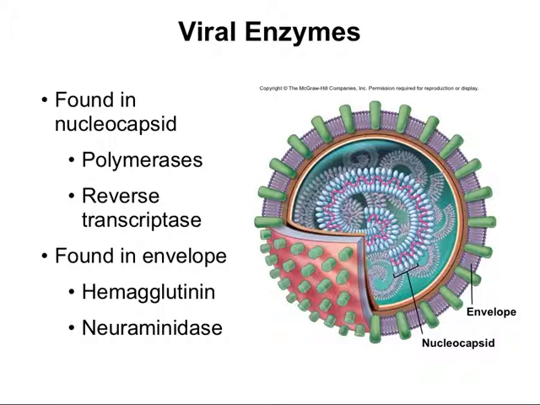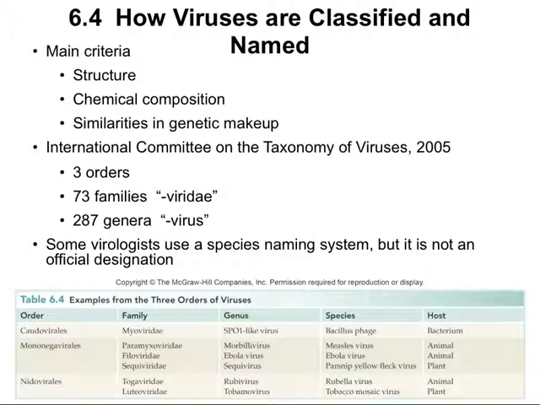HIV is an RNA virus, and it reverse transcribes DNA from RNA. So it inserts its own genes into the host's genome by reverse transcribing its RNA gene and making a DNA copy that's now encoded into the host's DNA. Here are two examples of enzymes that are found in the envelope, hemagglutinin and neuraminidase. We'll cover those later. While we're here, it's worth taking a moment to look at how viruses are officially classified and named.